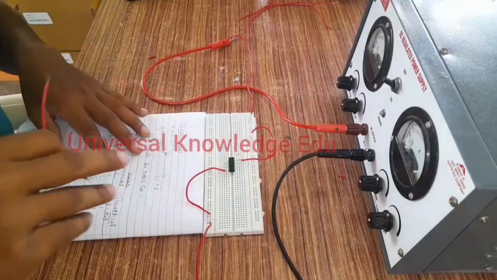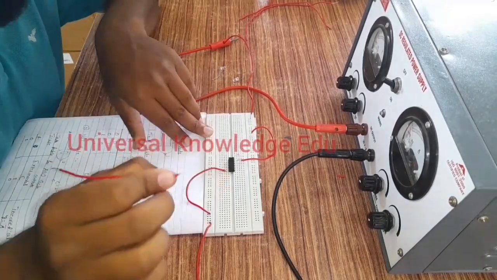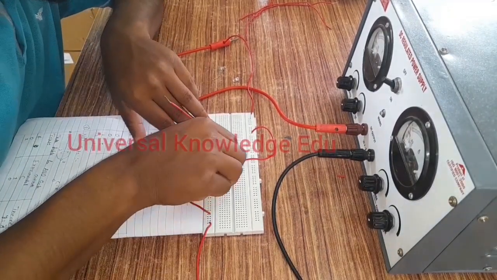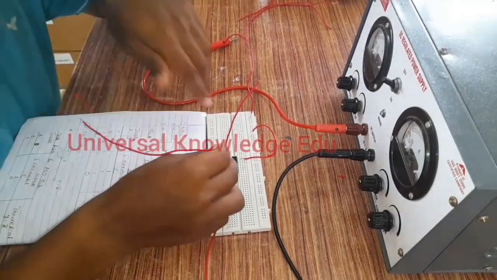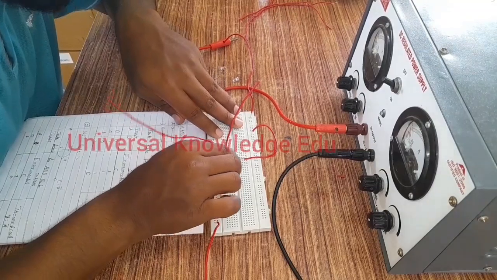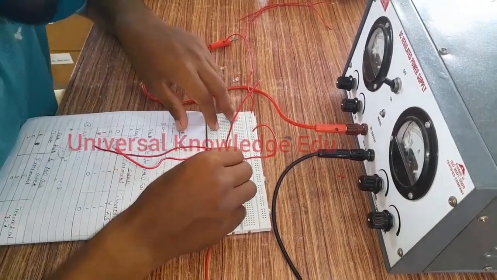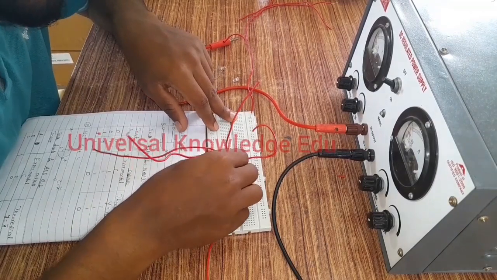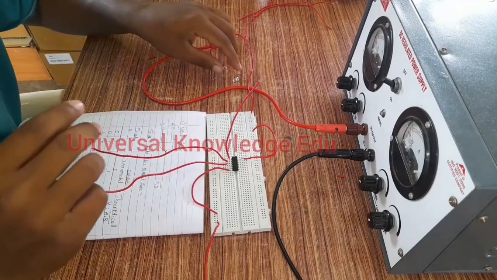Let's make the connection of the NAND gate. A we are connecting to pin number 1, and B connected to pin number 2, and C we are connecting to the output, that is pin number 3. Make sure that those are not interconnected.